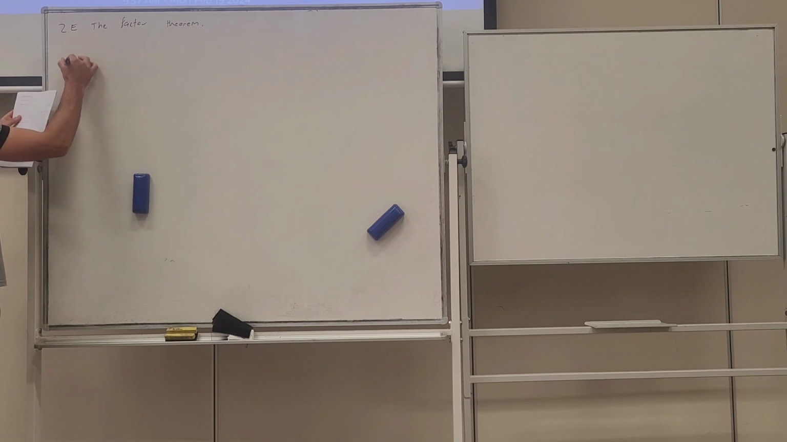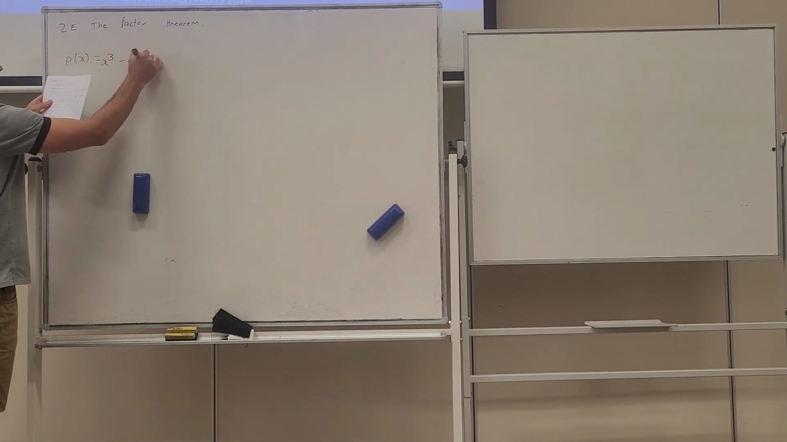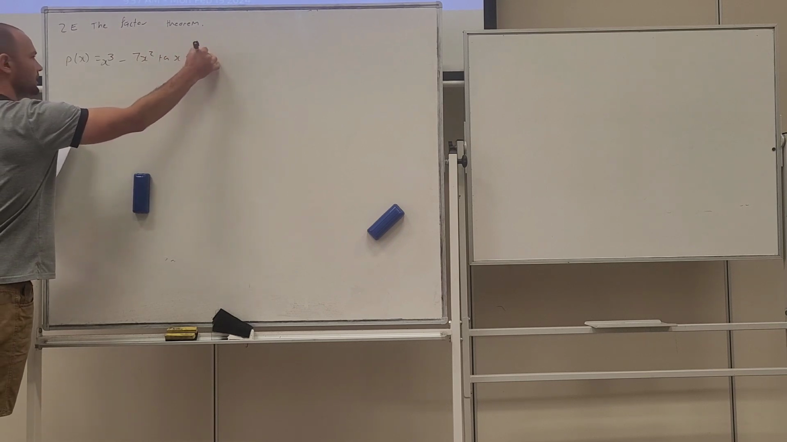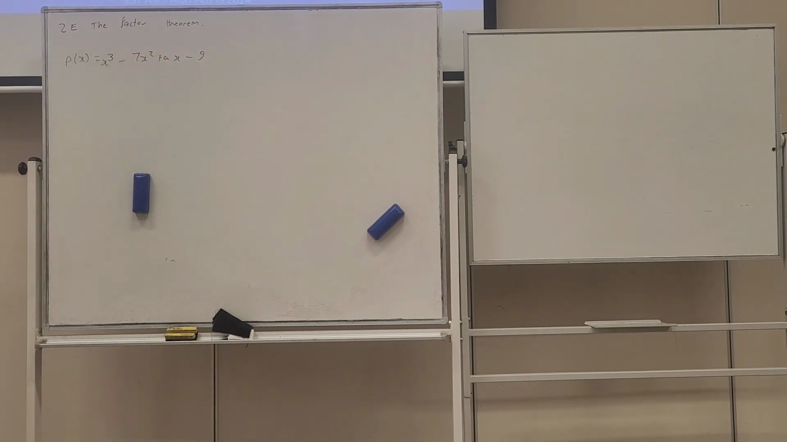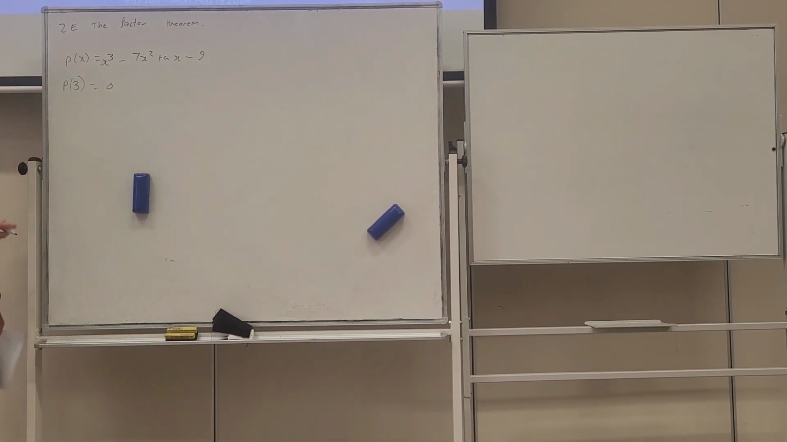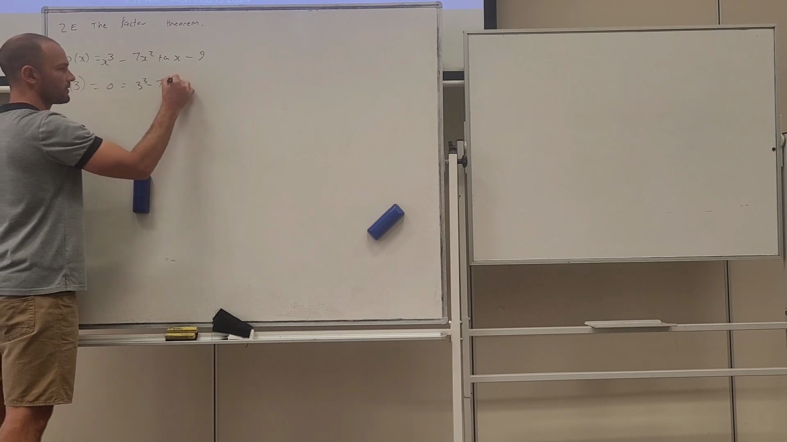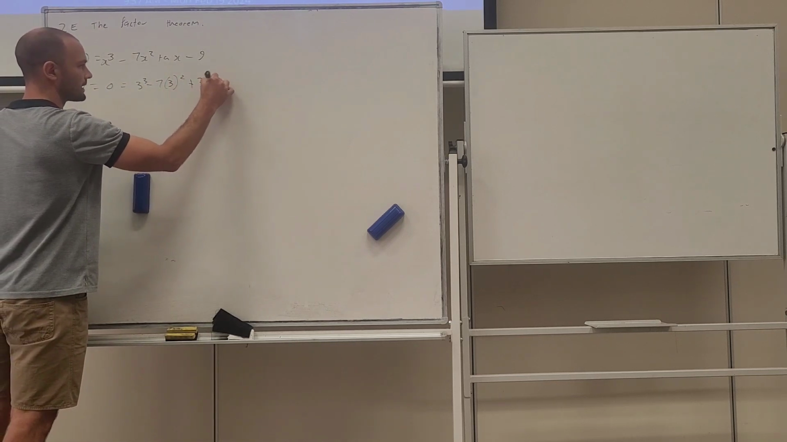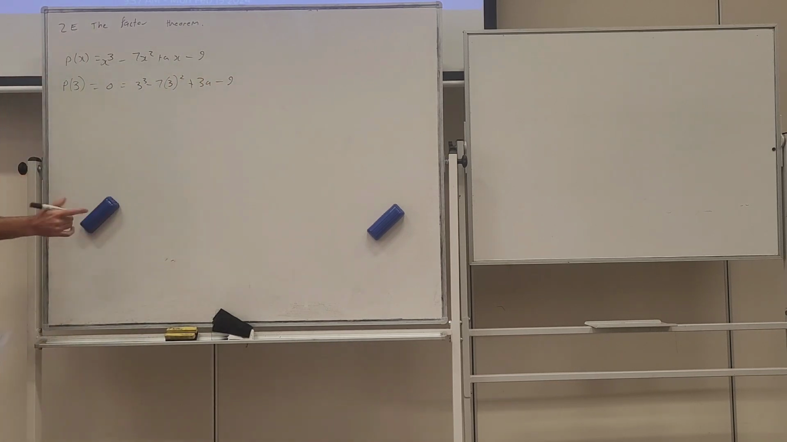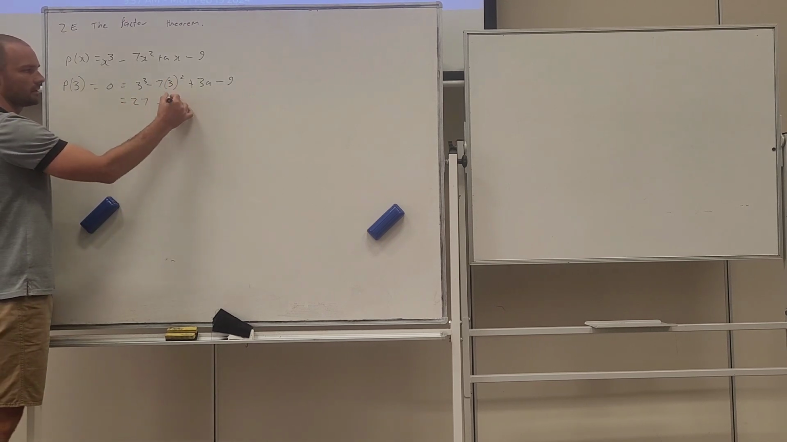Okay, so we have this polynomial. It's x to the 3, take 7x squared plus ax take 9. And we're told x take 3 is a factor. If x take 3 is a factor, what it means is p of 3 is 0. Okay? So we put the number 3 into this equation. 3 to the 3 take 7 times 3 squared, plus 3a take away 9. We have 27, take 7 times 9.